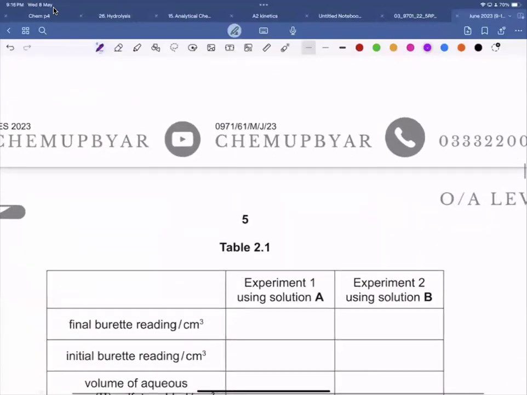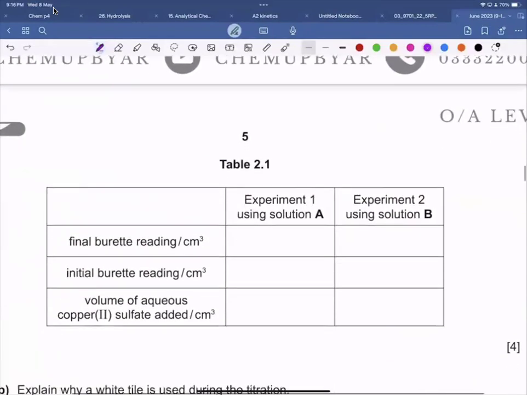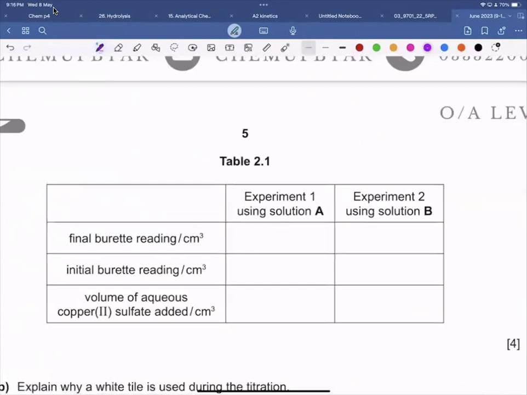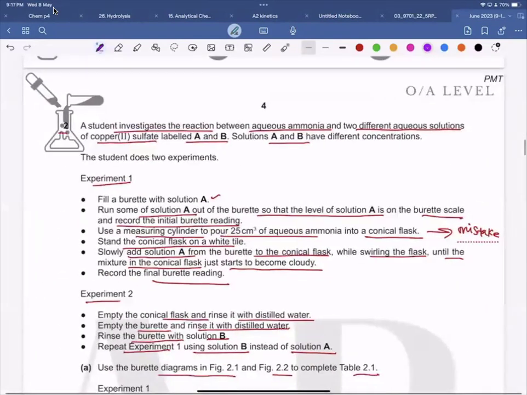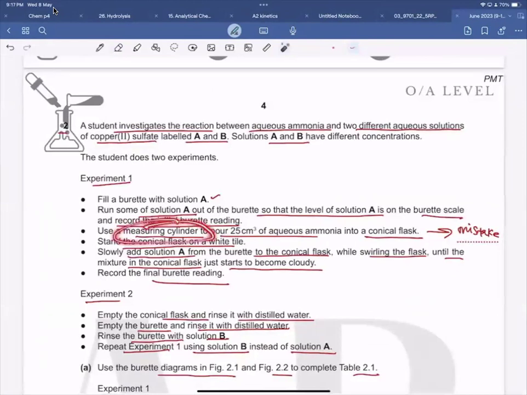Okay Mustafa, in titration, we use the pipette for transferring the volume into the conical flask, because the pipette measures the volume accurately. But instead they have used a measuring cylinder over here, if you see.